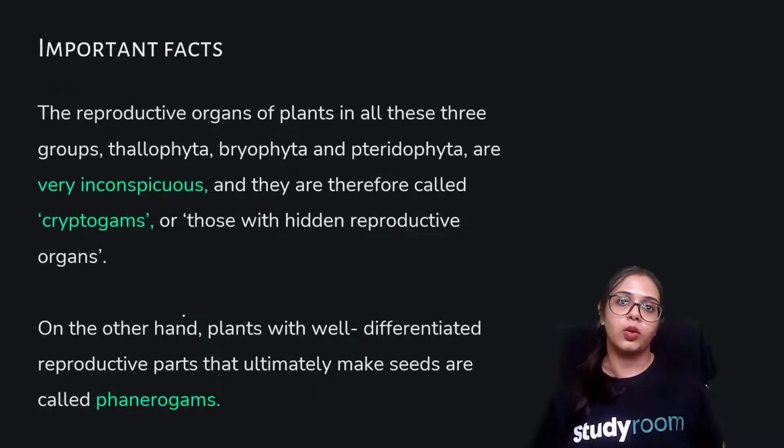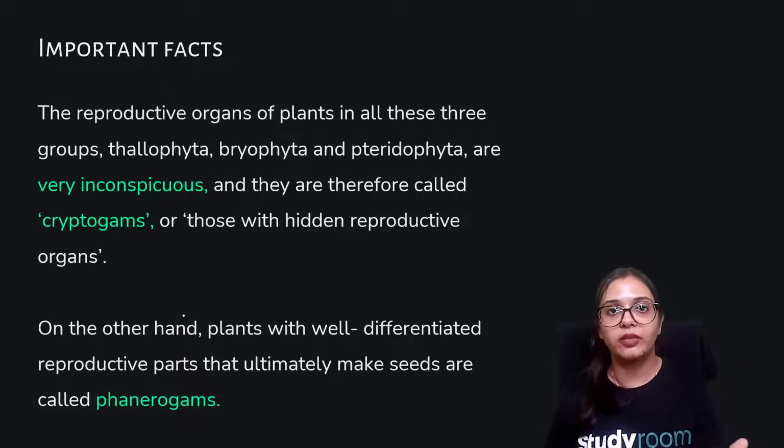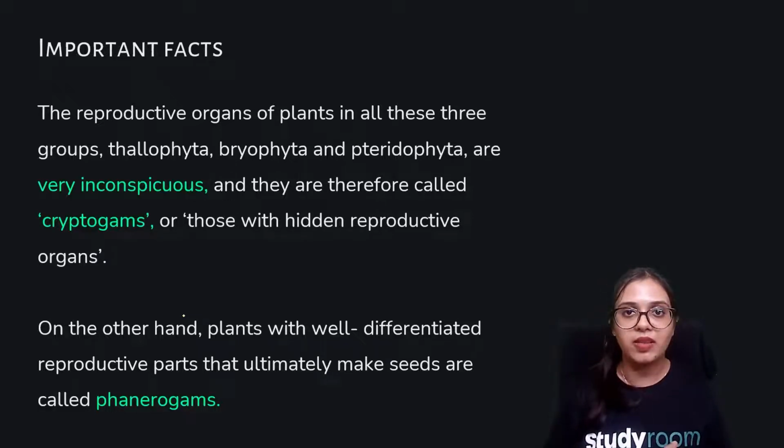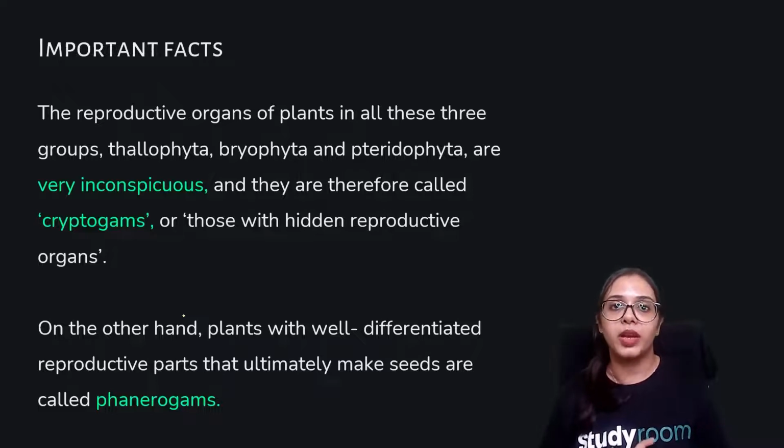Important fact. Now, Thallophyta, Bryophyta, and Pteridophyta. Thallophyta, they are not differentiated into distinct parts. Bryophyta, they are, but they do not have vascular bundle. Pteridophyta, they are also differentiated into distinct parts. They do have vascular bundle, but they do not bear seeds.